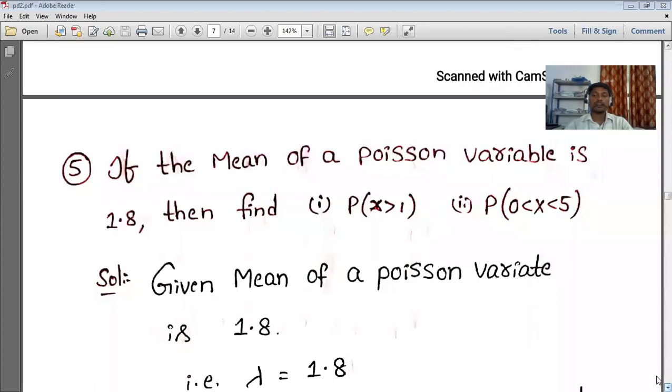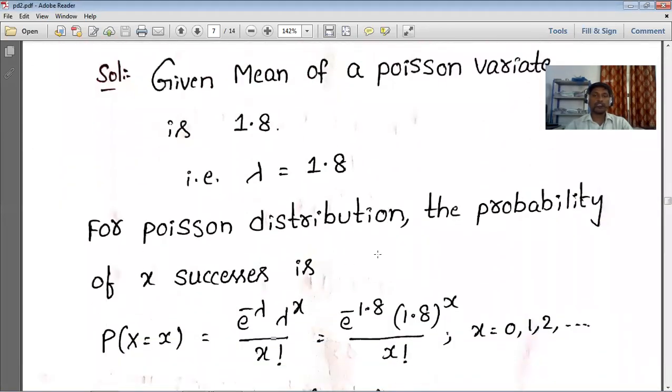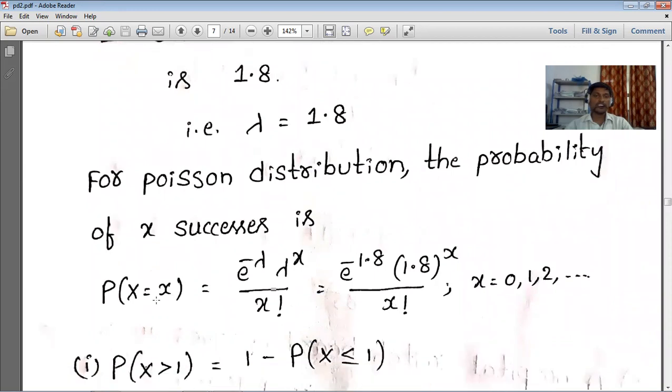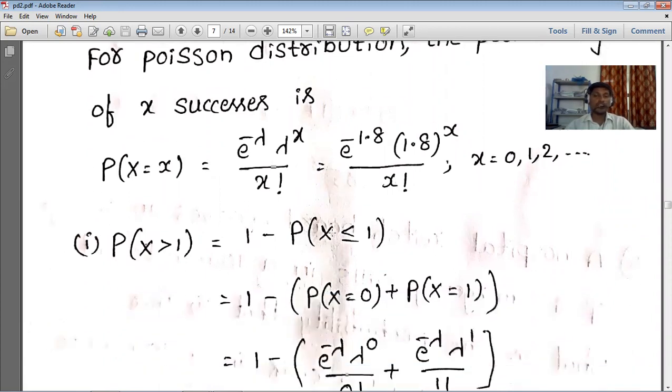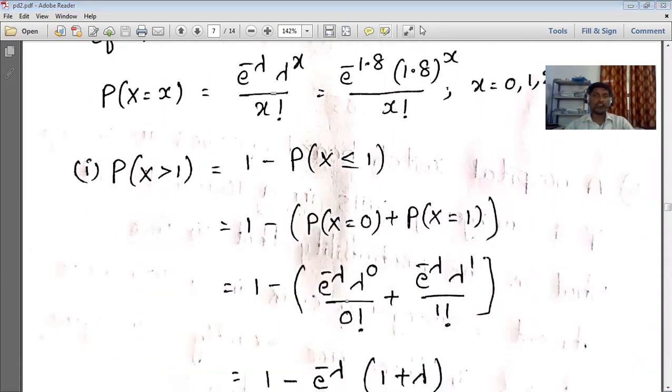Okay. So that one only we did here. See, here it is, for a Poisson distribution, the probability of x successes, we wrote the formula and we substituted the lambda value also. Okay, so you can substitute directly in the problem, or here first you can substitute and then write. So here it is, P of x greater than 1, same as what we discussed: 1 minus P of x less than or equal to 1. So x less than or equal to 1 means we get x is equal to 0, x is equal to 1. And we substituted in the formula.